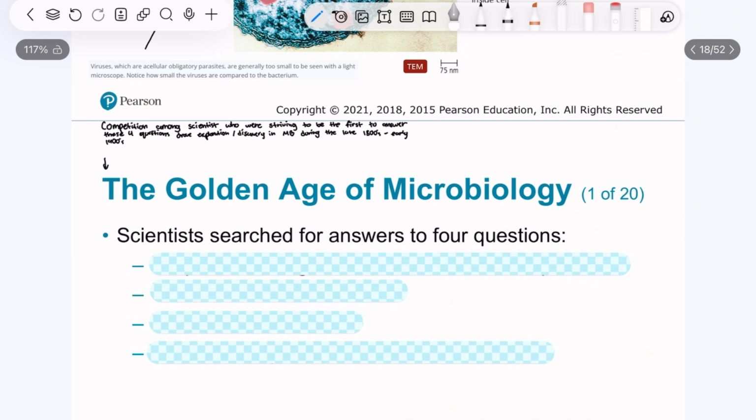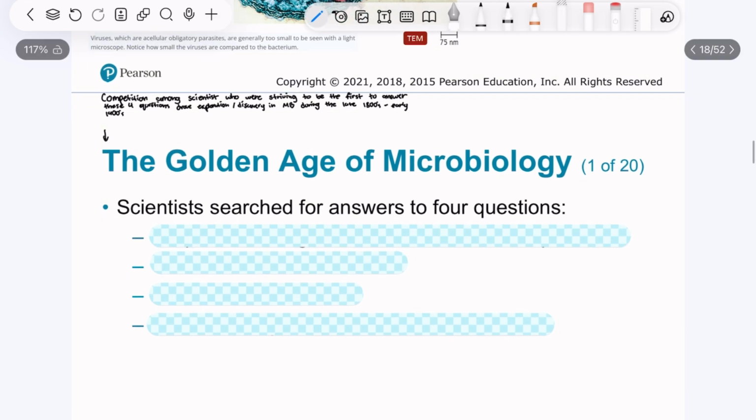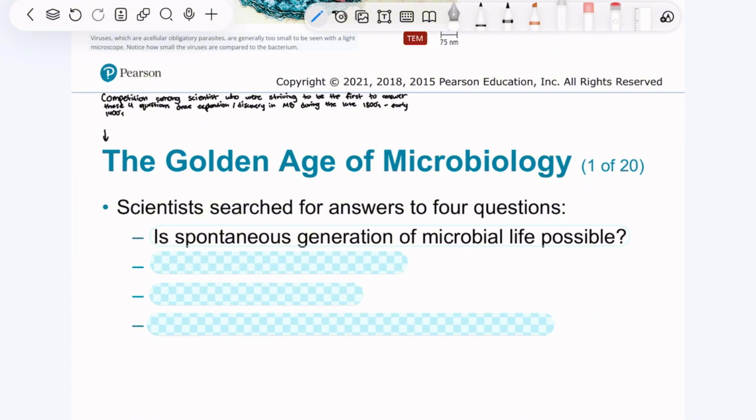So, the golden age of microbiology. The competition among scientists who were striving to be the first to answer these four questions drove the discoveries in microbiology during the late 1800s through the early 1900s. So scientists searched for answers to these four questions. We first have: is spontaneous generation of microbial life possible?